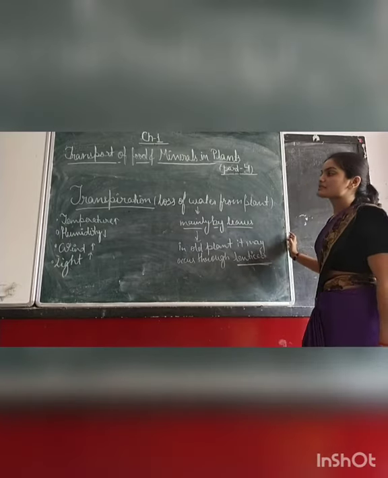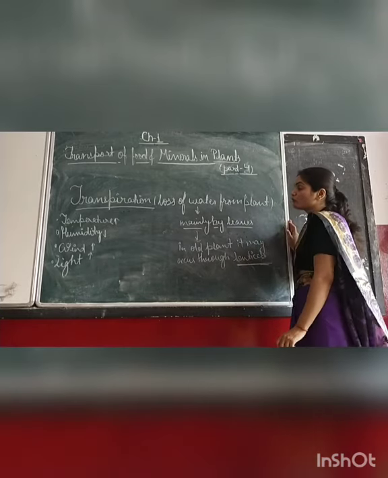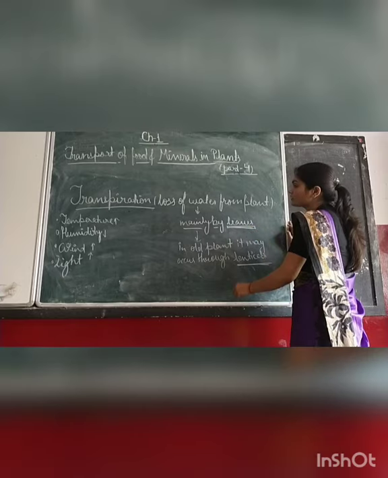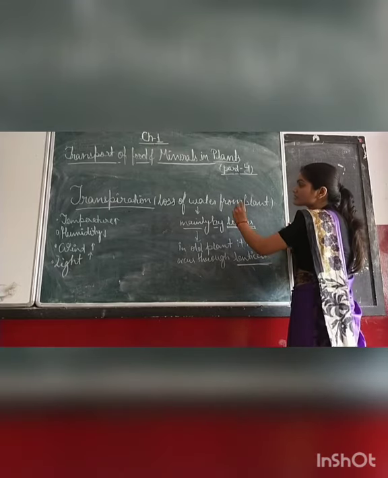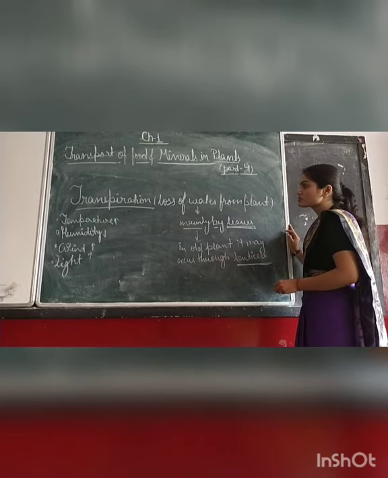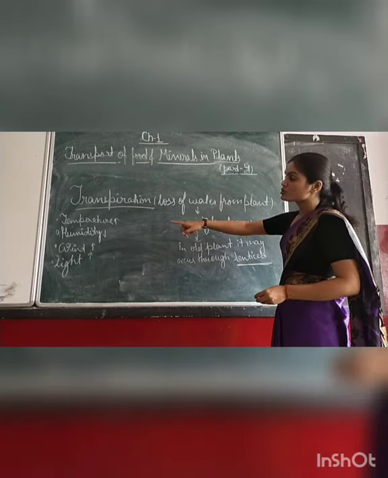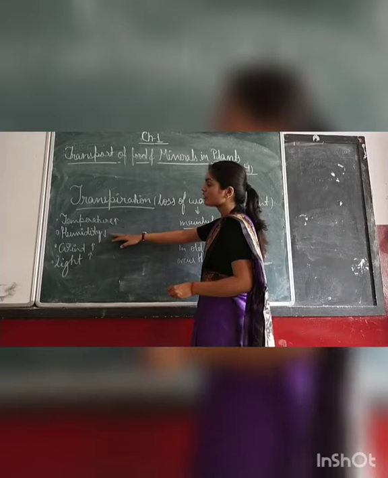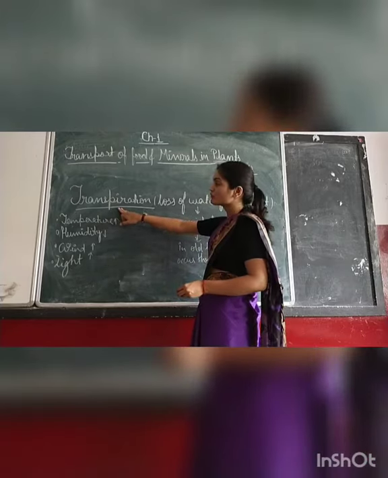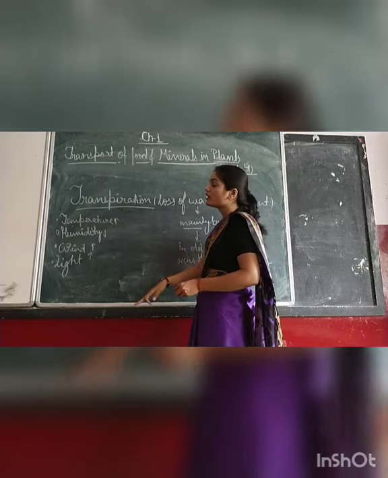So basically the transpiration means, students, loss of water from plant, and from which part? Mainly by leaves. The stomata of leaves helps in the transpiration process, and this loss of water takes place in the form of water vapor. Okay students, now if we talk about transpiration, we also have to study what are the major factors which are affecting the rate of transpiration. Means which factor is increasing the rate of transpiration and which factor is decreasing the rate of transpiration.